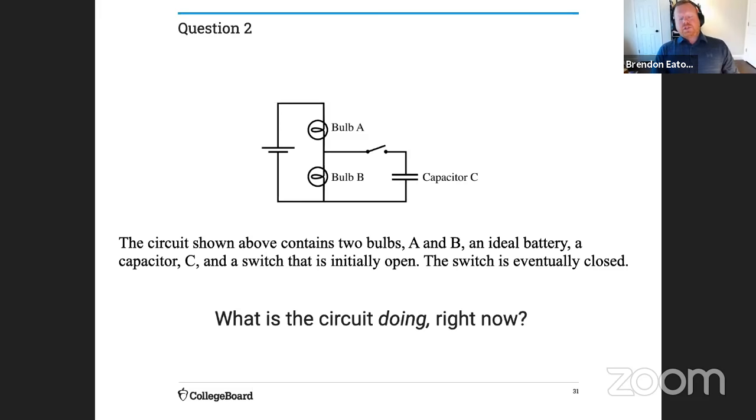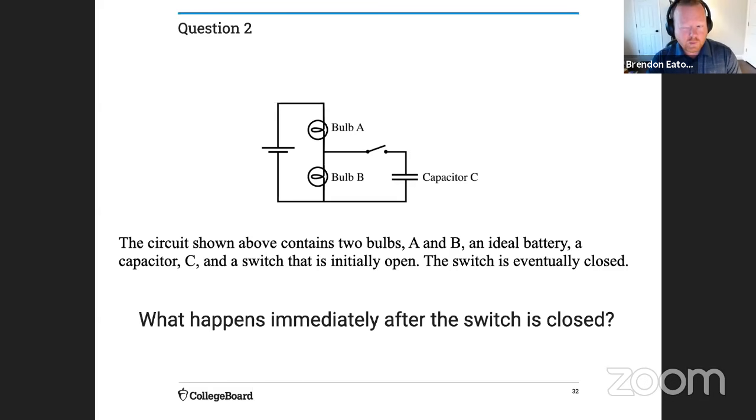All right. Now we know that the switch is eventually going to be closed. So you still need to think about what happens immediately after the switch is closed. As soon as you close that switch, where does all of the current that's trying to go to bulb B flow? Yeah, that's right. It's trying to charge the capacitor as fast as it possibly can. The capacitor is just grabbing up charges as fast as it possibly can, and it's stealing all of the current from bulb B.